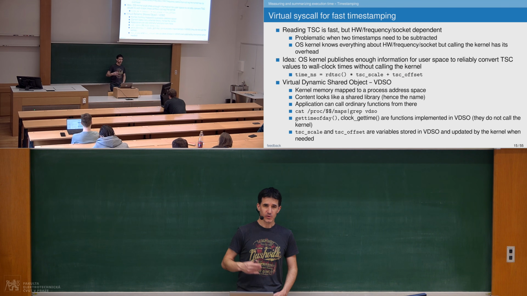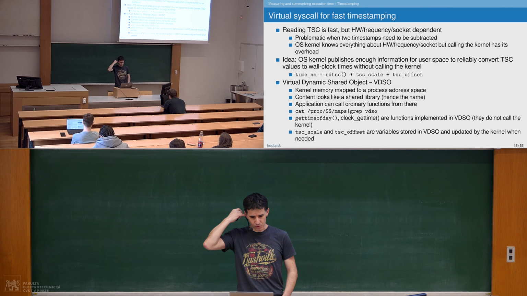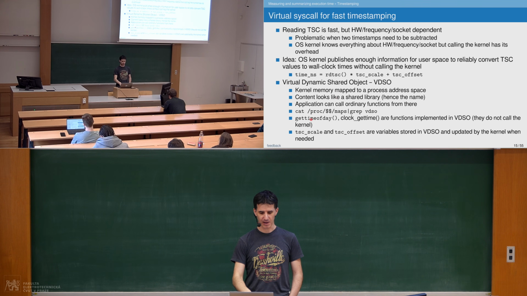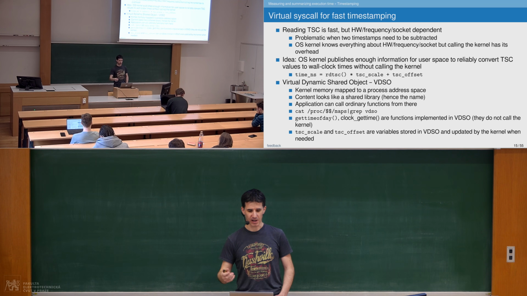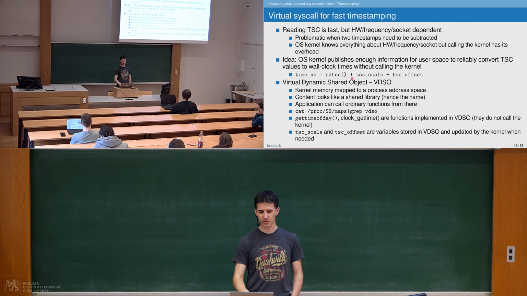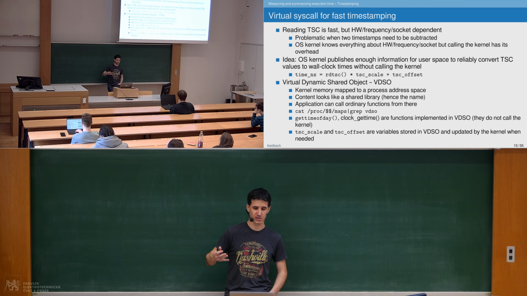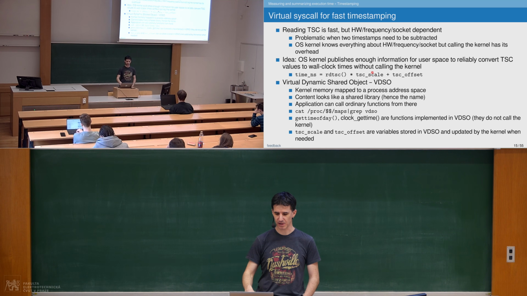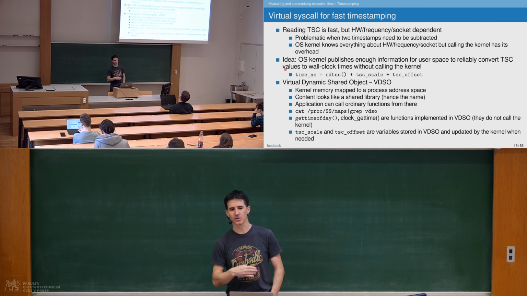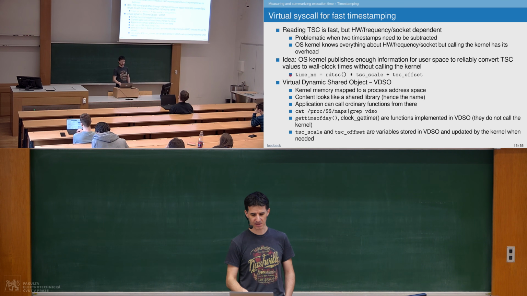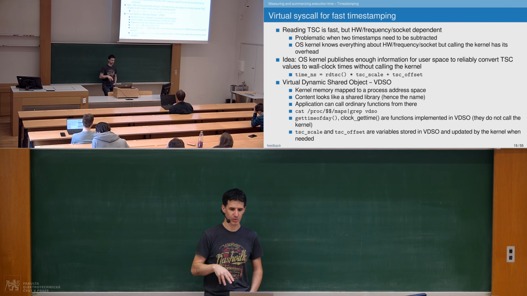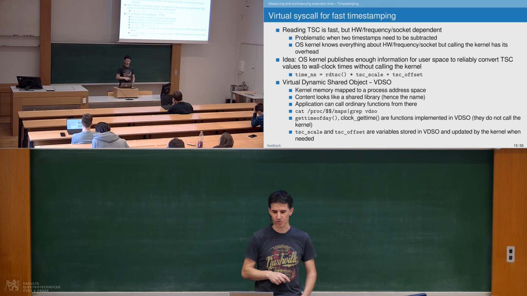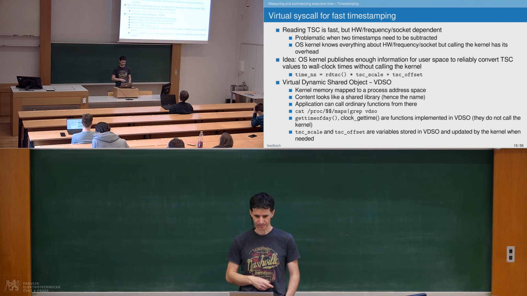So if your application wants to read the current time, it just calls get time of day or clock get time. This goes to this shared library. The shared library reads the timestamp counter, reads those values which are updated by the kernel whenever it is needed, does this multiplication, addition, and returns the time without actually calling the kernel, because the important thing is that this function is not inside the kernel, but it's in the memory of your process. It's just like a function call. It's not a kernel call.